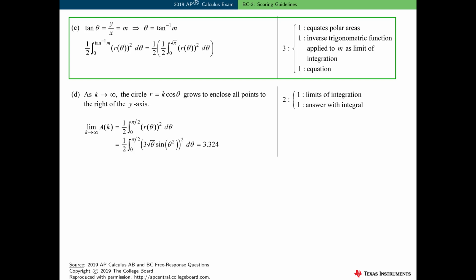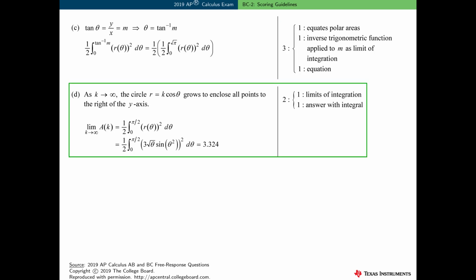The first point was for writing an expression that equates two polar areas. The second point was for using an inverse trig function applied to m as one of the limits of integration. And the third point was for the final equation. Part D was worth 2 points. The first point was for the correct limits of integration, and the second point was for the correct answer attached to or associated with a definite integral with limits that earned the first point.